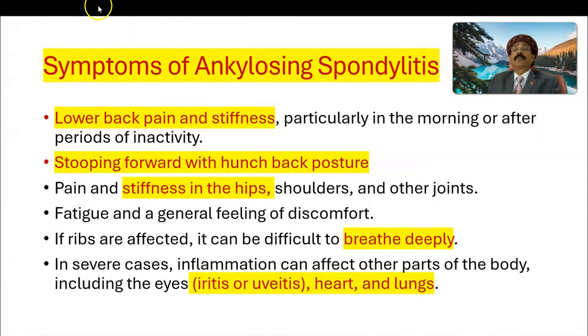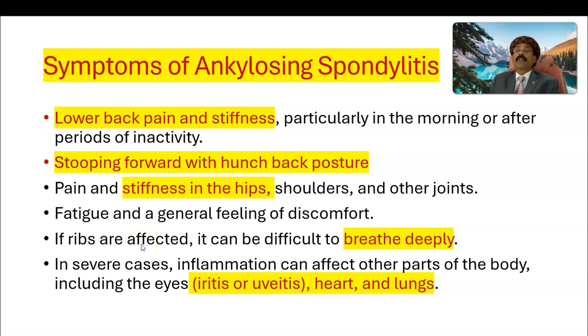What are the symptoms of ankylosing spondylitis? Lower back pain and stiffness, particularly in the morning or after periods of inactivity, stooping forward with hunchback posture, pain and stiffness in the hips, shoulder and other joints, fatigue, and a general feeling of discomfort.